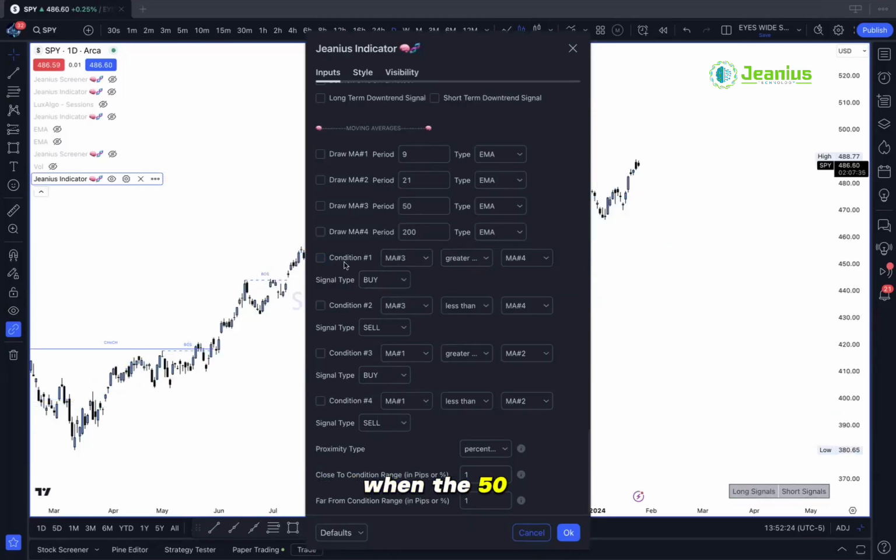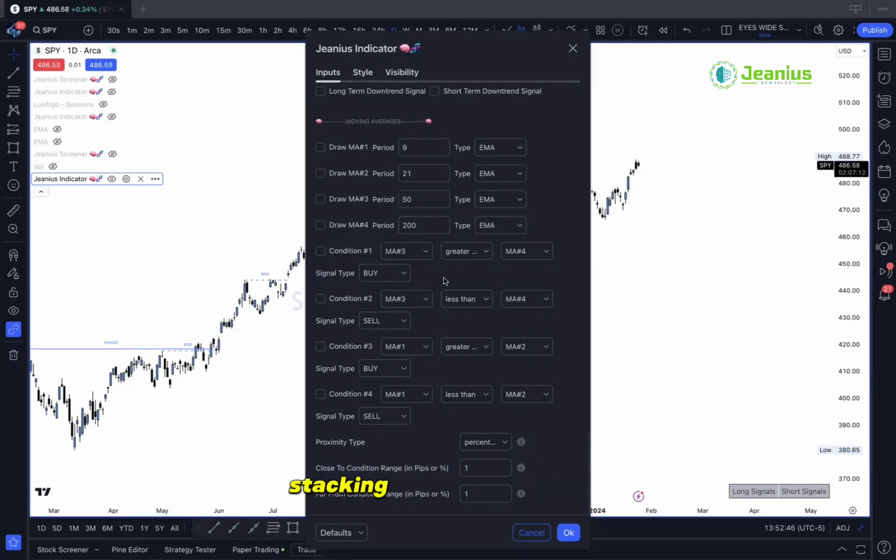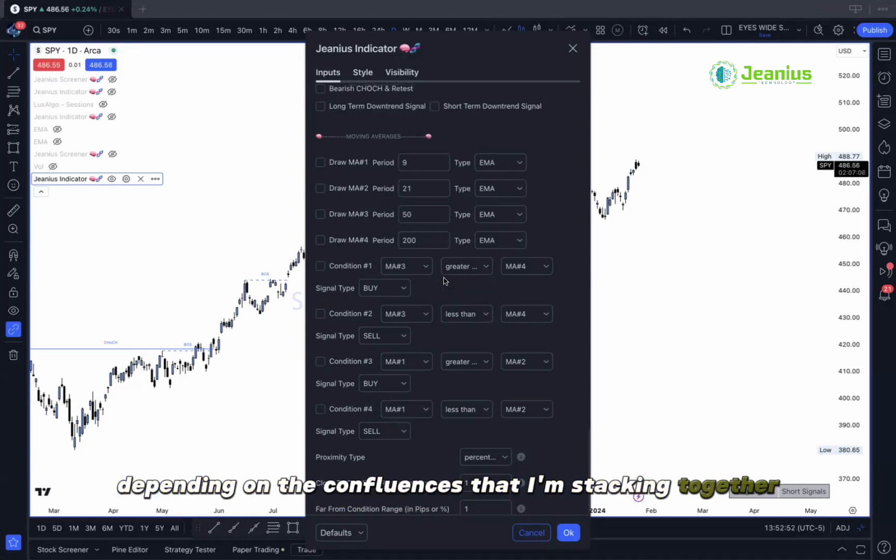When the 50 is above or greater than the 200 moving average, I want all my buy signals to only pop up for that condition. Same thing with the second condition. If the 50 is below the 200 moving average, I only want you to show me sell signals. So you can only imagine, once I start stacking these confluences, how accurate this could really get, depending on the confluences that I'm stacking together.